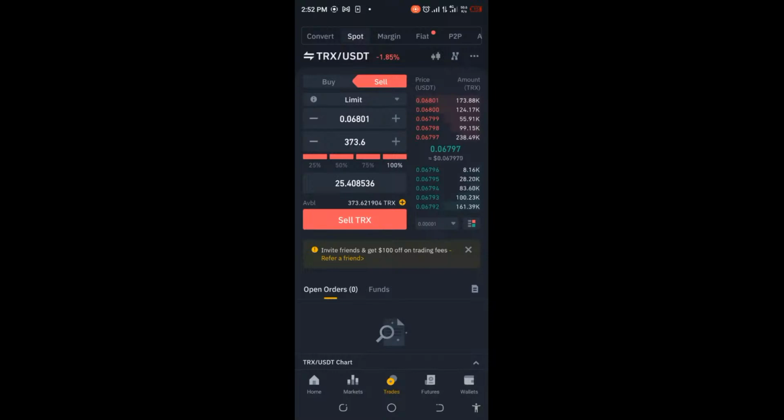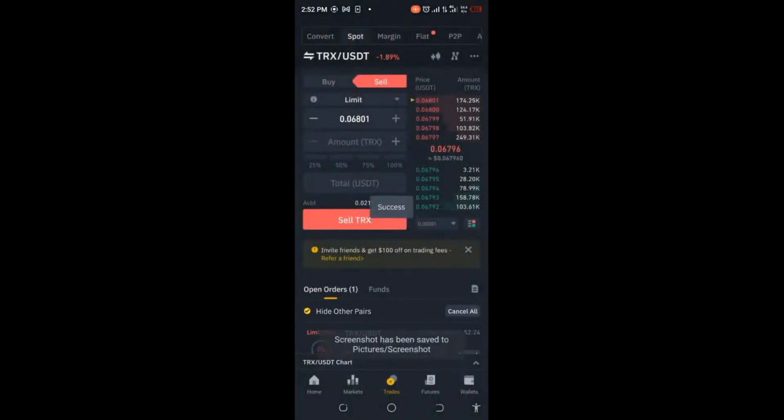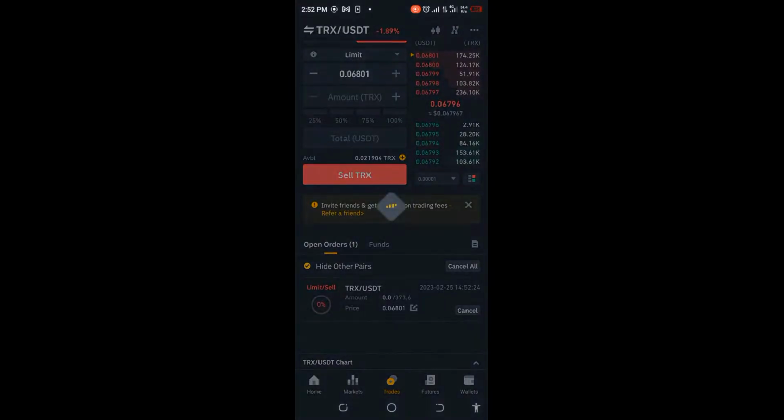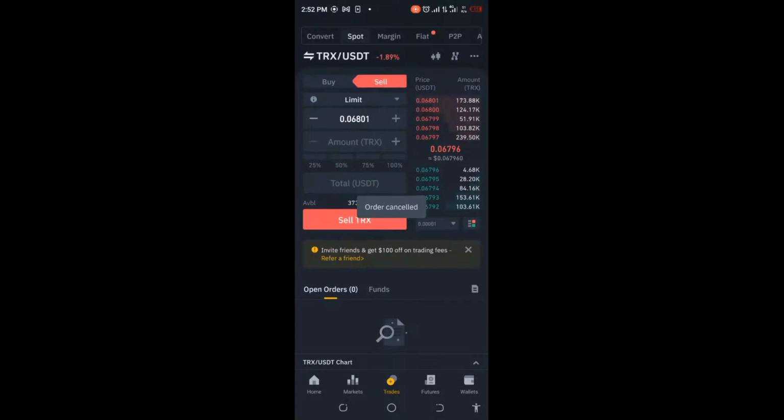We'll check every single thing after we're done. So let's go ahead and just take a screenshot and then we will sell the TRX. Oh, it's in the queue. No, I don't want to be in the queue.